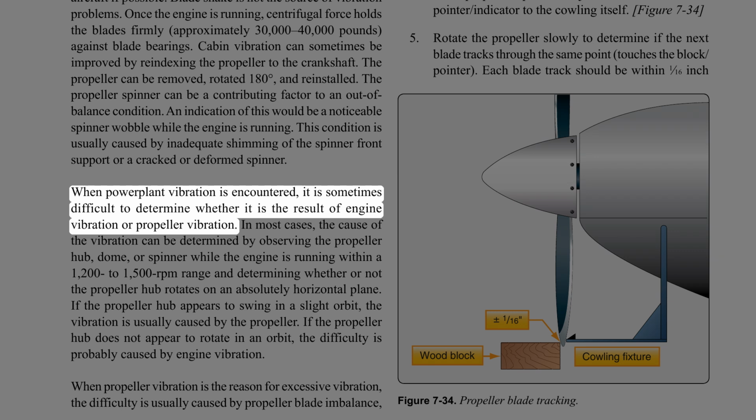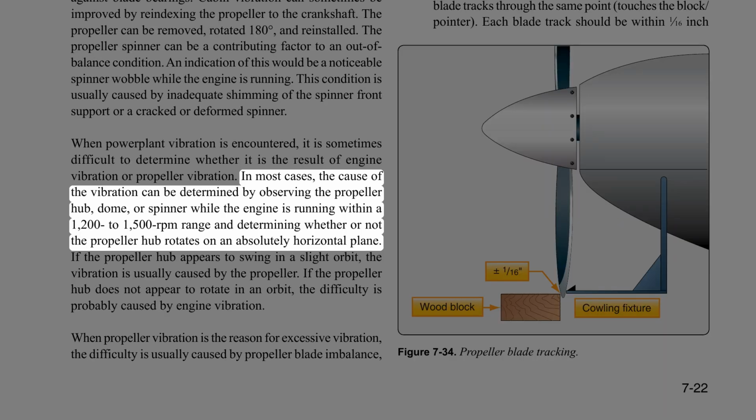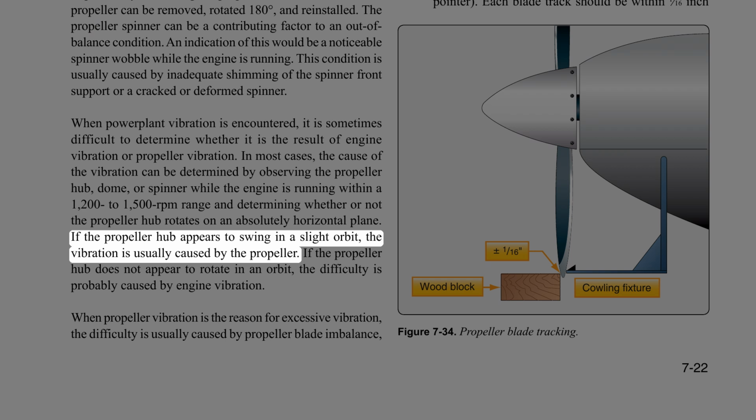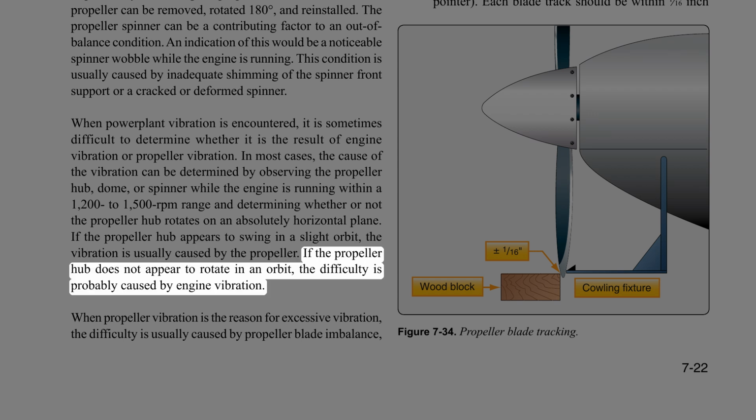When powerplant vibration is encountered, it is sometimes difficult to determine whether it is the result of engine vibration or propeller vibration. In most cases, the cause of the vibration can be determined by observing the propeller hub, dome, or spinner while the engine is running within a 1,200 to 1,500 RPM range and determining whether or not the propeller hub rotates on an absolutely horizontal plane. If the propeller hub appears to swing in a slight orbit, the vibration is usually caused by the propeller. If the propeller hub does not appear to rotate in an orbit, the difficulty is probably caused by engine vibration.